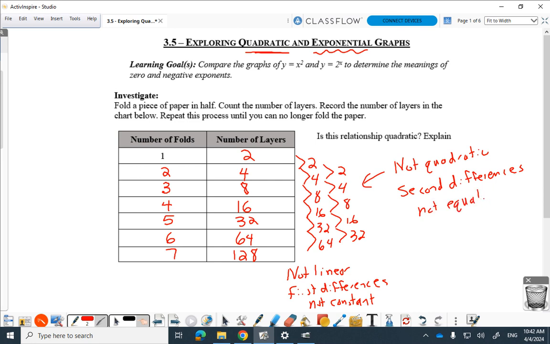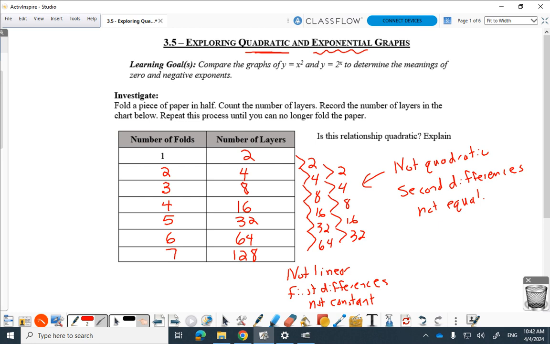I think on your practice quiz it says you get 3 choices. Is this thing linear? Is it quadratic? Or is it neither? This is one of the neither categories. It's like, no, this isn't linear. It's not quadratic. It's something else. This one's called exponential because the first differences double every time.